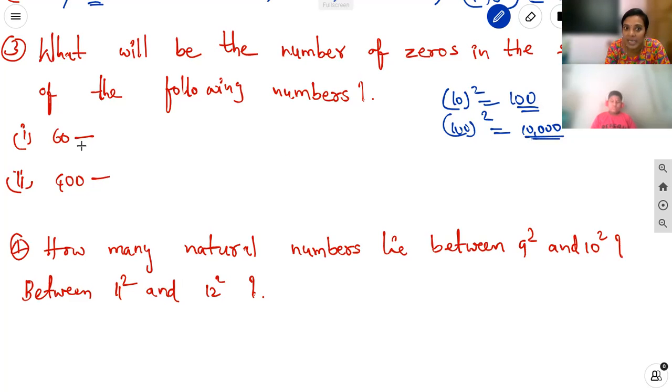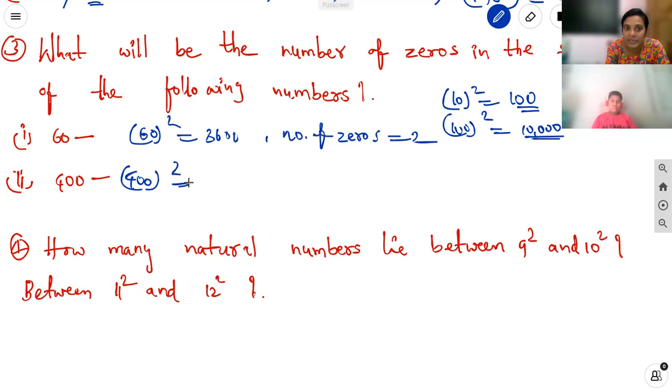So 60 has one zero. 60 square equal to 3600. Number of zeros equal to 2. 400 square is equal to 4 fours are 16, then 4 zeros, that is 160,000. So in this, number of zeros is 4.